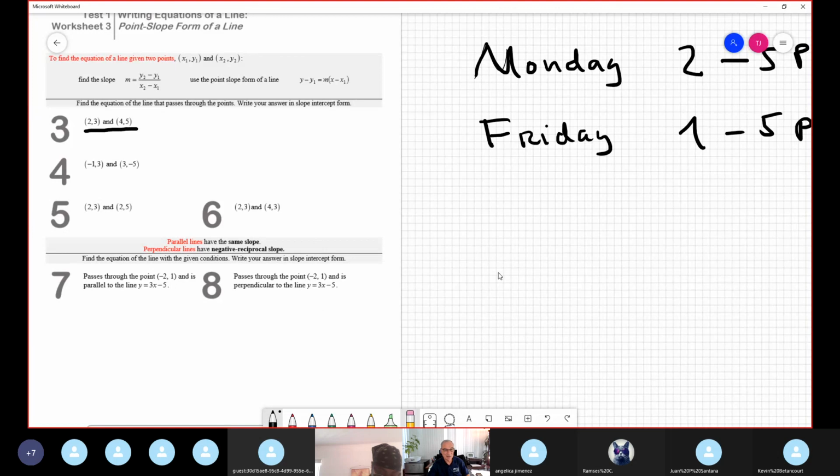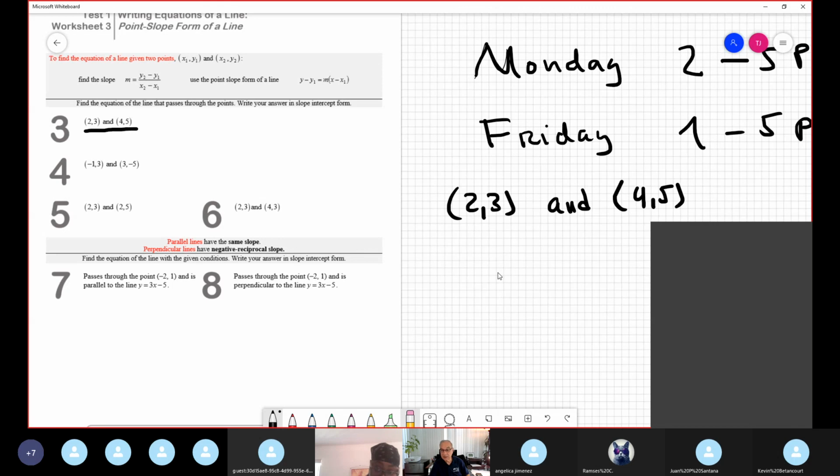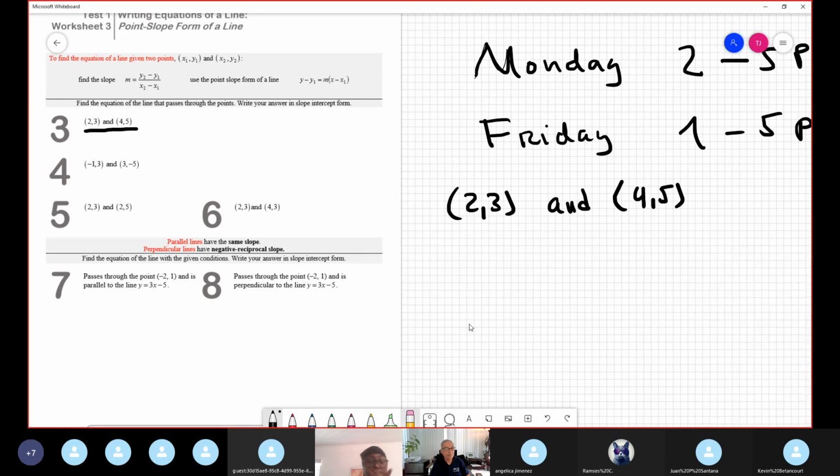In number 3, you have 2 points, (2,3) and (4,5). And what do you want? Find the equation of the line. Write your answer in slope-intercept form.